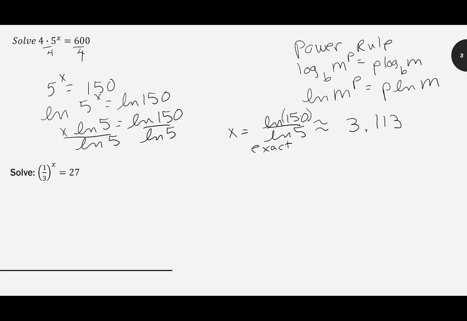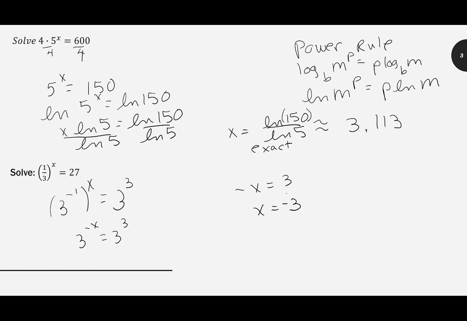I have 1/3 to the x is equal to 27. Now this one, we're back to looking at it and deciding, do I need to use the natural log or can I just change this to a power? And I noticed that 3 and 27 look kind of connected. So I'm going to rewrite this. I'm going to say 1/3 is 3 to the negative 1, to the x. And I'm going to say 27 is 3 cubed. Then I have that 3 to the negative x is equal to 3 cubed. That says negative x is 3 and x is negative 3.